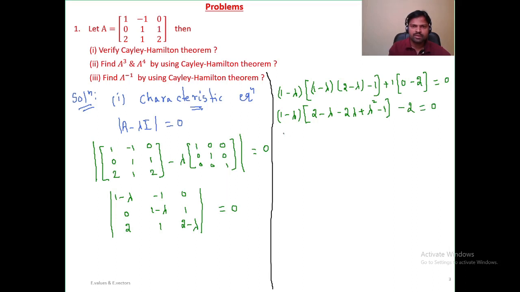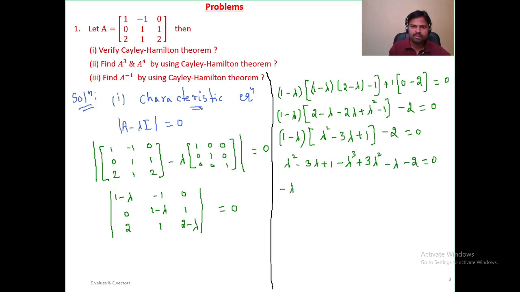Next simplify the inner terms. 1 minus lambda, and here first square terms, so lambda power 2 minus thrice lambda and plus 1, and minus 2 is equal to 0. Again expand through 1 minus lambda, so lambda raised 2 minus 3 lambda plus 1, next through minus lambda, so minus lambda raised 3 and plus 3 times lambda raised 2 and minus lambda, okay, and minus 2 is equal to 0.